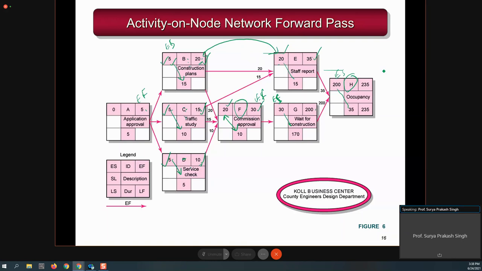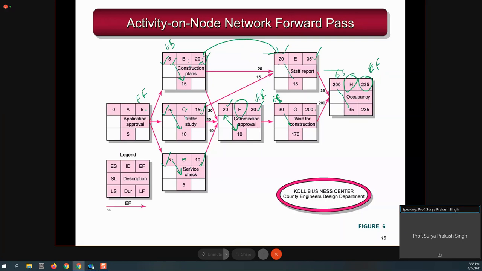With this calculation, this is the forward calculation. In the forward calculation, you came to know that you got 235 days, which is the early finish time. So if somebody wants to answer what is the minimum time to complete this project, then the answer would be 235 days. You cannot complete this project in less than 235 days. This is the answer which one can get with the help of the forward pass calculation.